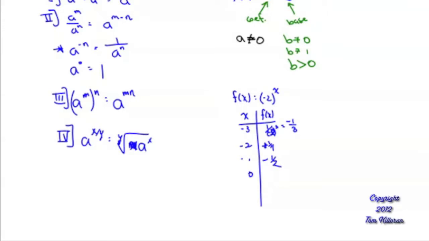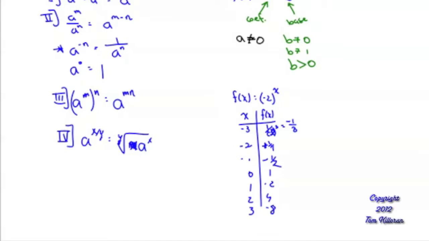Alright, 0. If I plug in 0, what do I get? Negative 2 raised to the 0 is 1. Anything raised to the 0 is equal to 1. What is negative 2 raised to the first power? Negative 2. What's negative 2 raised to the second power? Positive 4. What's negative 2 raised to the third power? Negative 8.